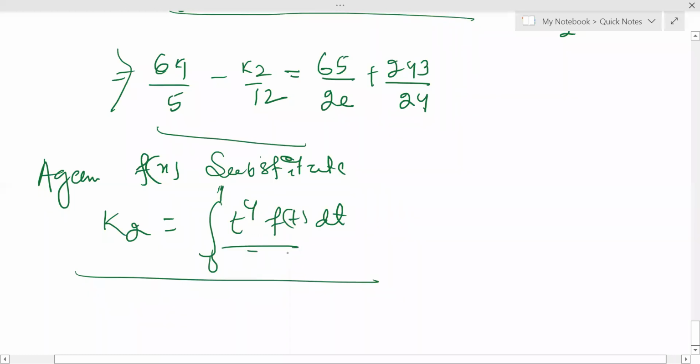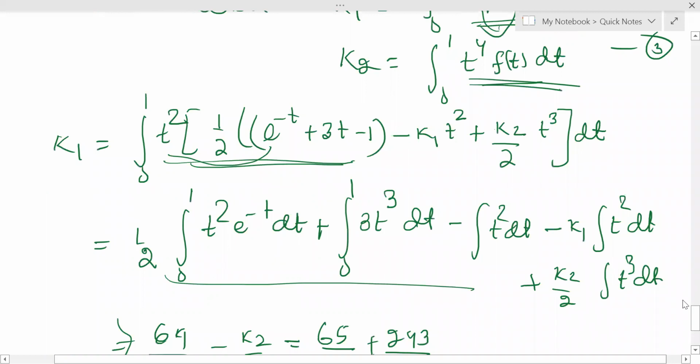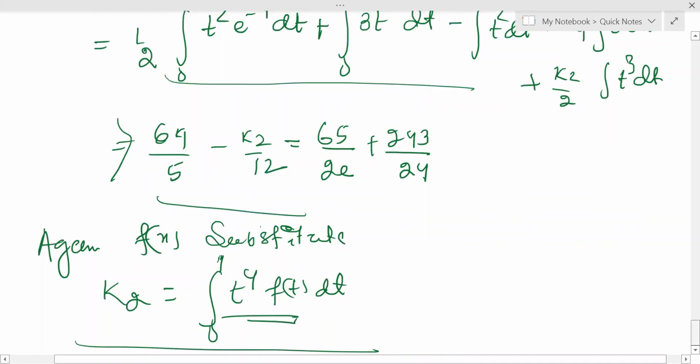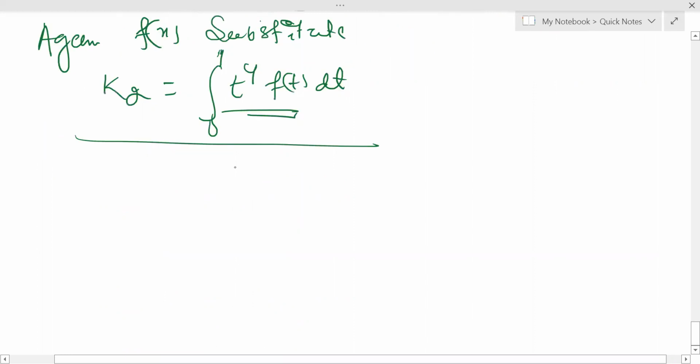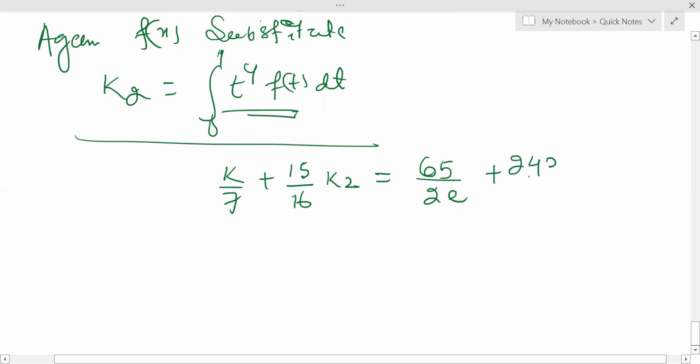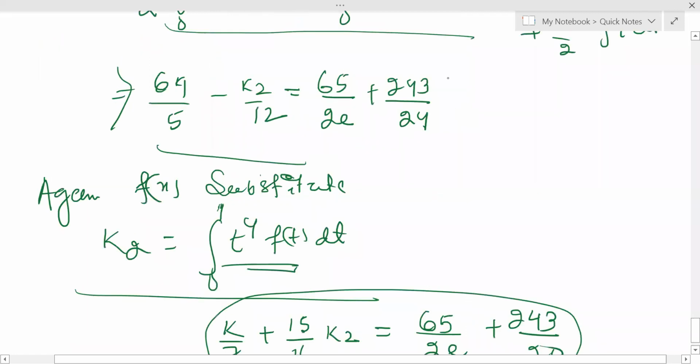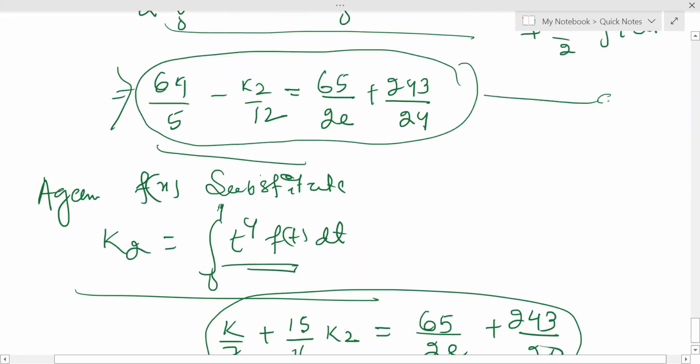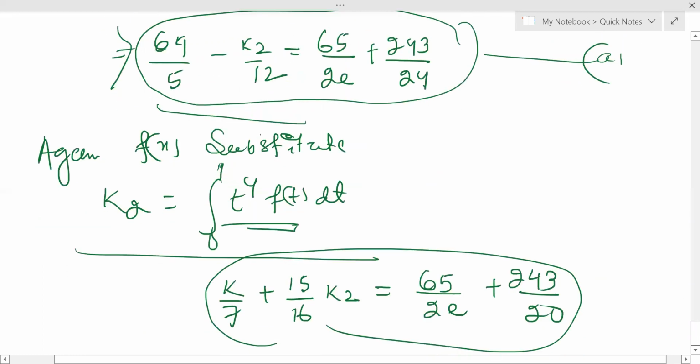After you have to integrate this function and substitute this solution by using the similarity condition of this function, then you found another solution: k1 by 7 plus 15 by 16 k2, which is equal to 65 by 2e plus 243 by 20. ये वैल्यू आएगा. एंड ये जो सॉल्यूशन है और the above solution है, suppose this is solution A and this is solution B.